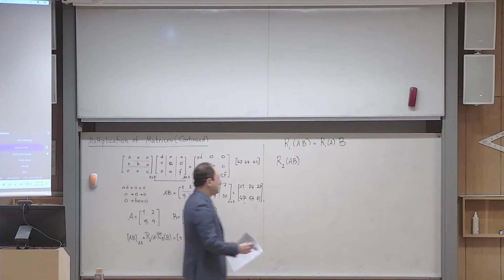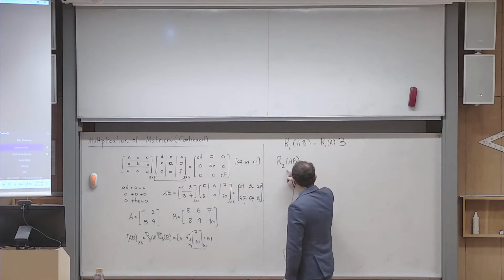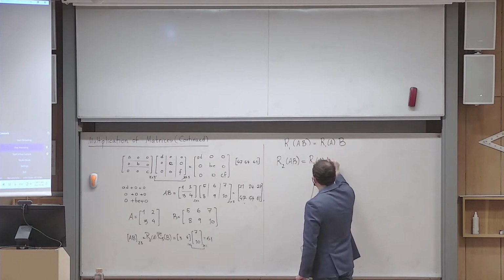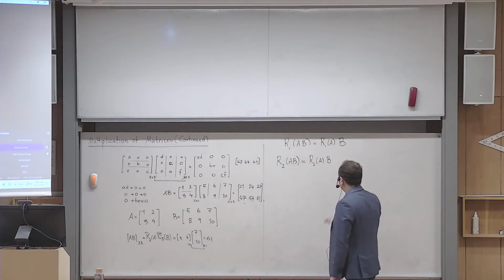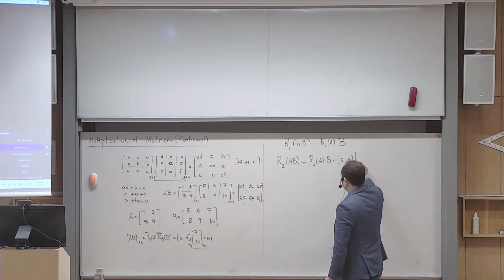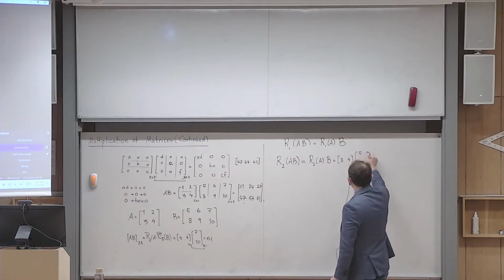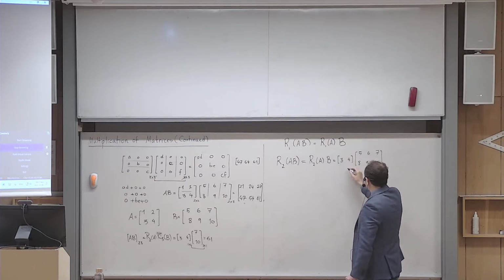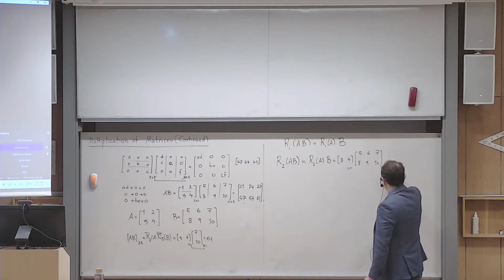Okay, so what does it mean? It means that if I want to calculate this, I take the second row of A and multiply it by the whole B. What does it mean? It means the second row of A is 3 and 4, and I just multiply it by the whole B: 5, 6, 7, and I have 8, 9, 10. So this is 1 by 2. This is 2 by 3.